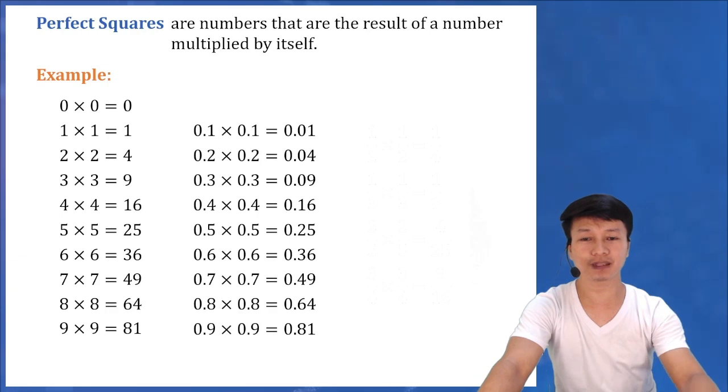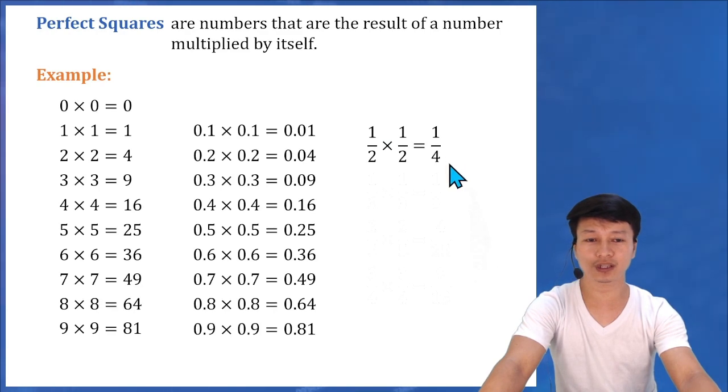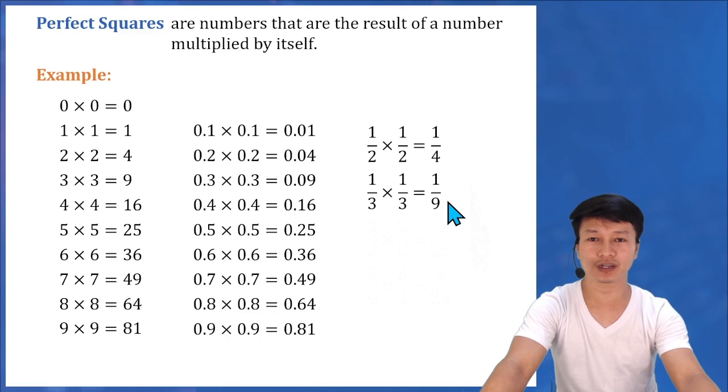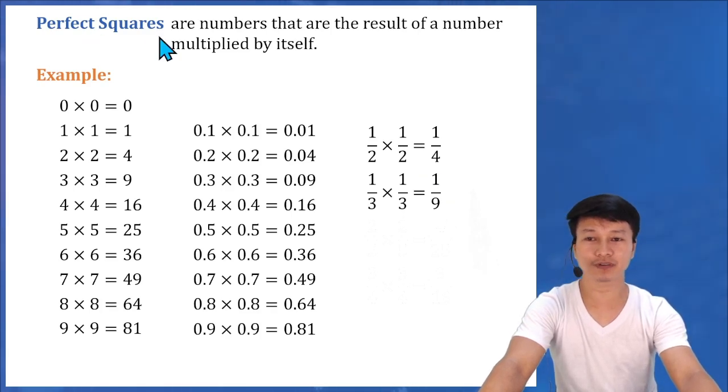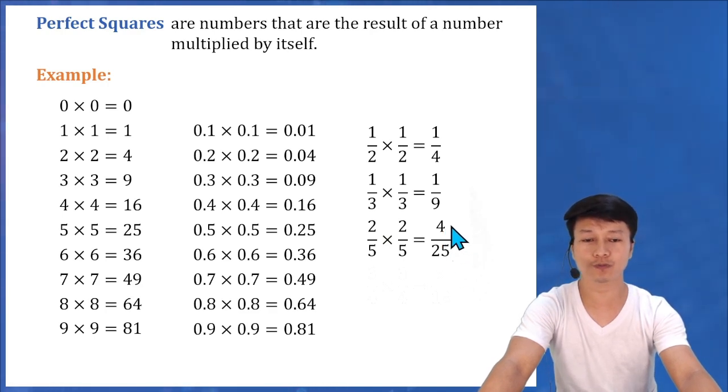And the concept is not only limited to whole numbers and decimals but also applies to fractions. So suppose we are going to multiply 1/2 by itself. So we have 1/2 times 1/2, the result is 1/4. And so we can say that 1/4 is a perfect square number. The same thing if we are going to multiply 1/3 by itself, which will give us a product of 1/9. So 1/9 is considered a perfect square number. The same is true with 2/5 times 2/5, which will give us a product of 4/25. So 4/25 is considered a perfect square number.